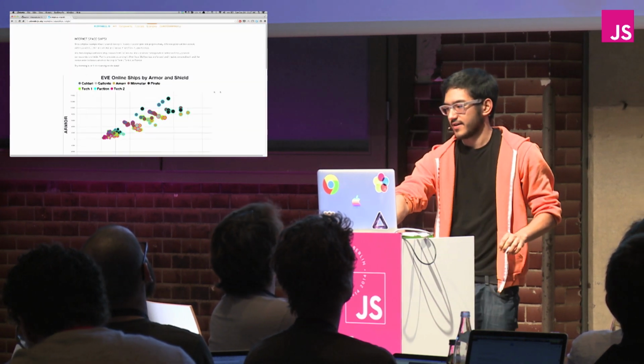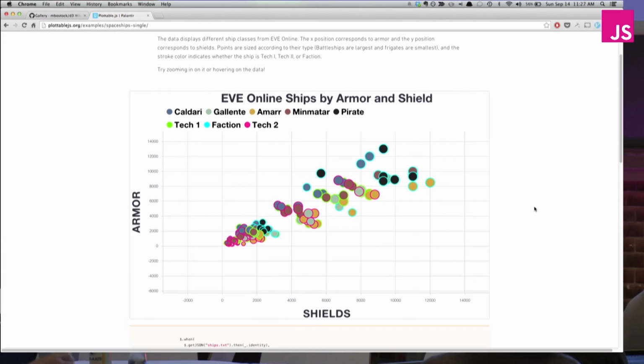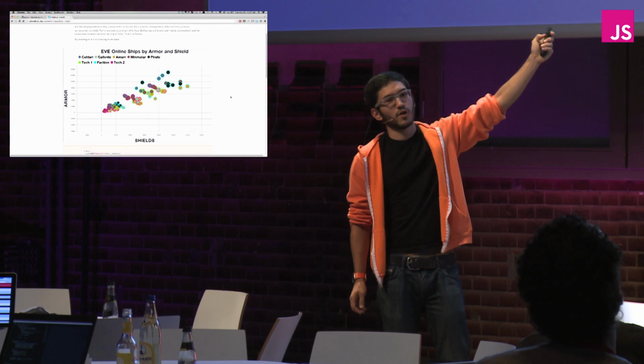So what we have here is a chart that is showing off a couple things about Plottable. One, it's showing off that my design skills are not very good to begin with, and at 5 a.m. in the morning, they're even worse. Two, we're seeing that we can handle highly dimensional data. So each circle represents a spaceship. Its color is what race.